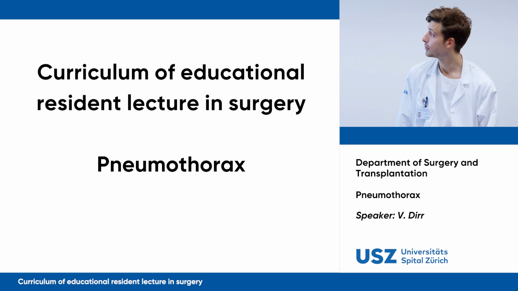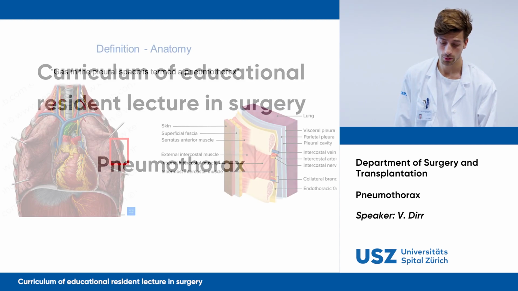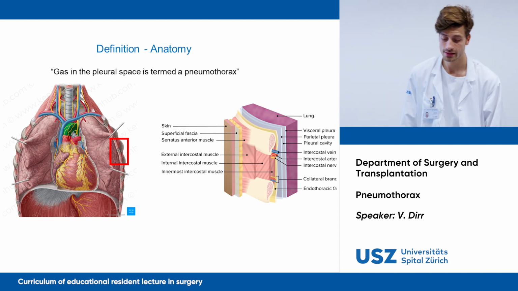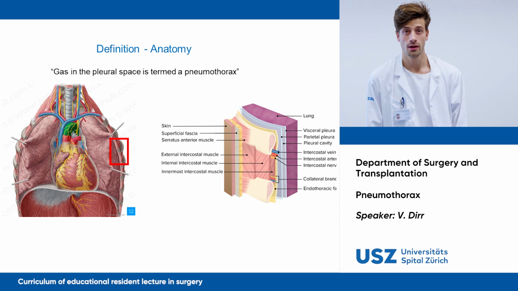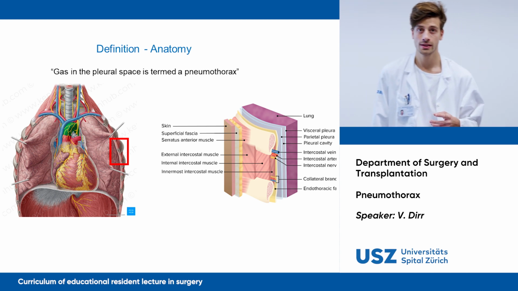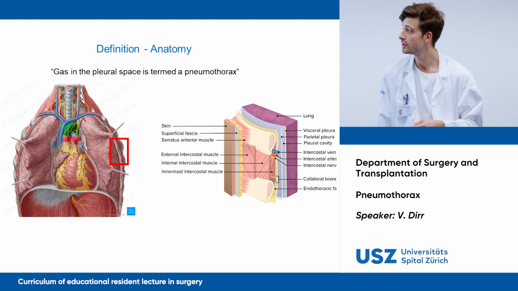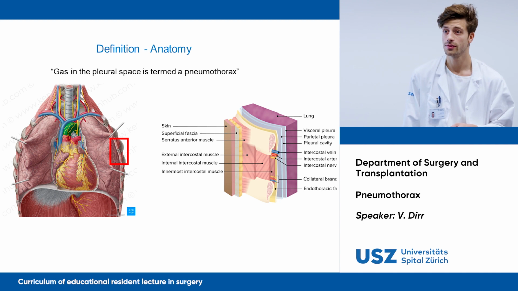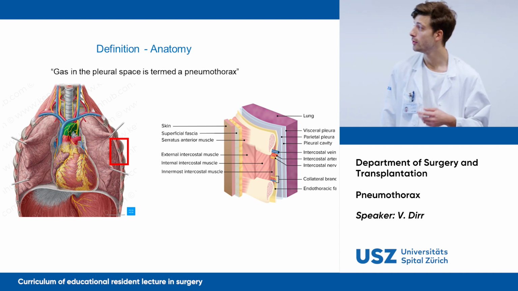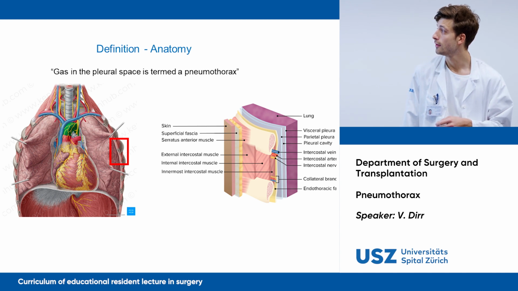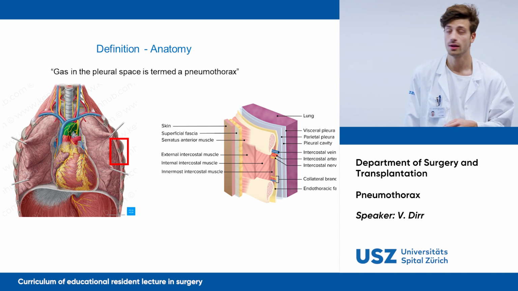I also would like to welcome you to today's residence lecture. The topic is pneumothorax, and I'd like to start with the definition and the anatomy. Pneumothorax is termed as gas in the pleural space, and this space is somewhere between the lung and the chest wall. Starting from the outermost layer of the chest wall, there's skin, superficial fascia, subcutaneous fat tissue, and then the respiratory muscles, such as the serratus anterior muscle. In between the ribs, there's the intercostal muscle. On the inferior edge, there's the intercostal bundle, supplying the region with blood and nerves.